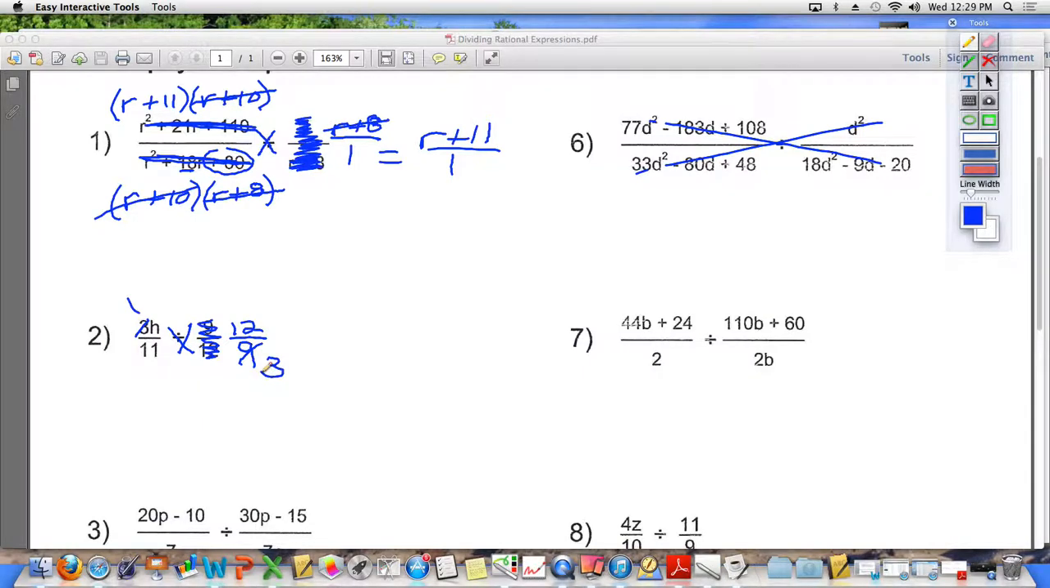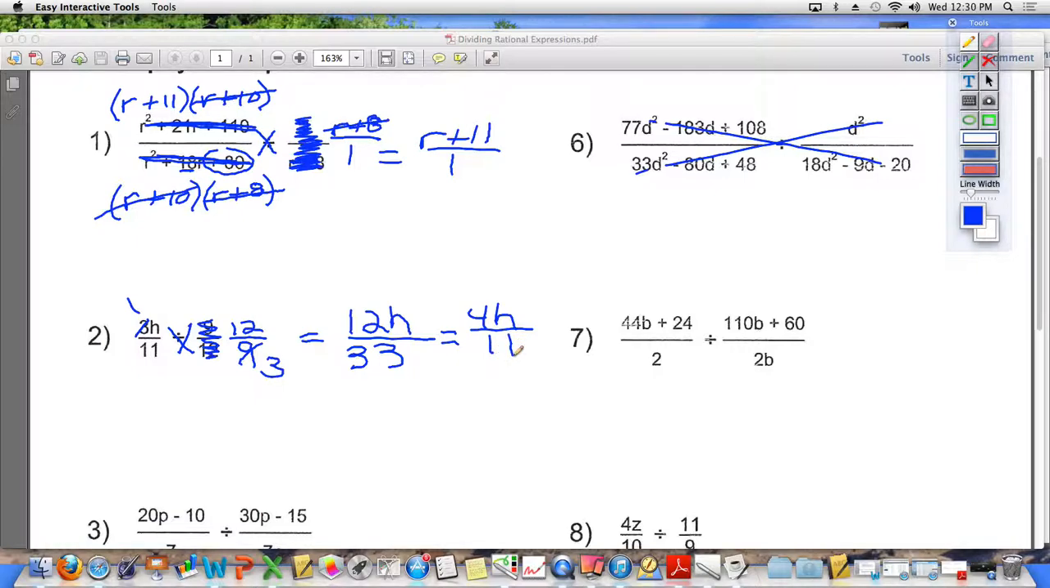Certainly could do that. So I have 1h times 12. What is 1h times 12? 12h. 12h divided by, and then on the bottom we have 11 times 3, which is 33. Is 12 over 33 reducible? Yeah, I think it is. Both 12 and 33 are divisible by 3. You end up with 4h over 11. That would be your final answer.